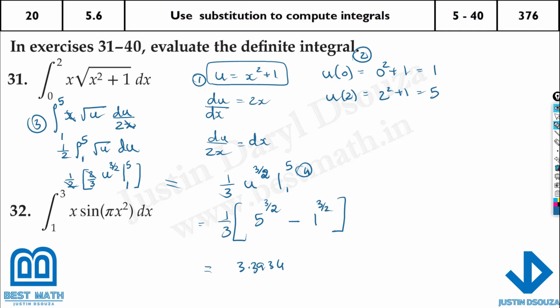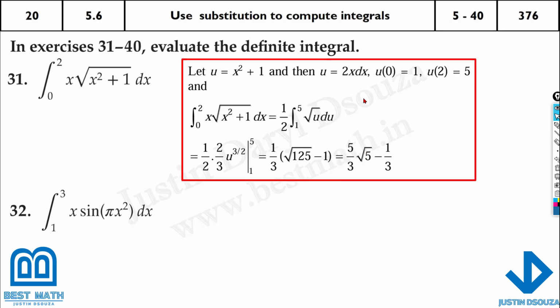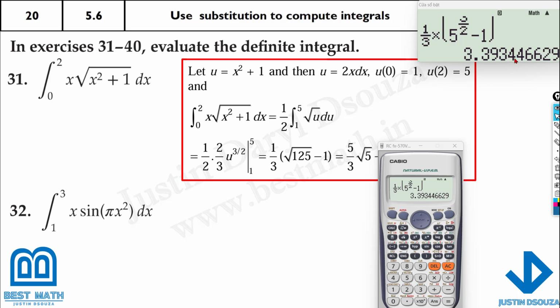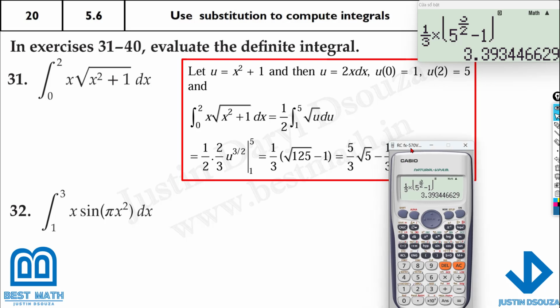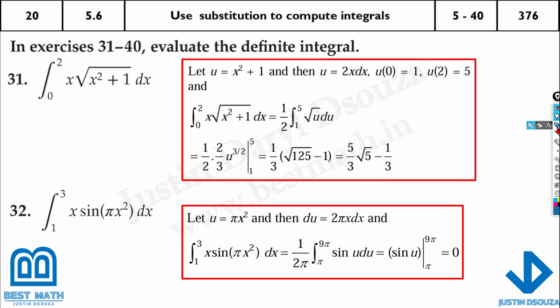Now let me just explain why the solution set answer looks different. If you put this in the calculator, the answer will be same. I'll show you here. We have got 3.3934, isn't it? So let me just solve this up. It'll be 5 divided by 3 times root 5 minus 1/3, 1 divided by 3. It'll be the same thing. It's 3.3934.